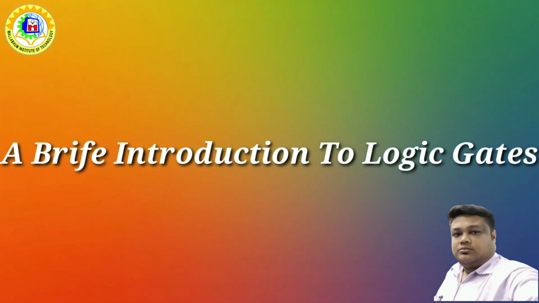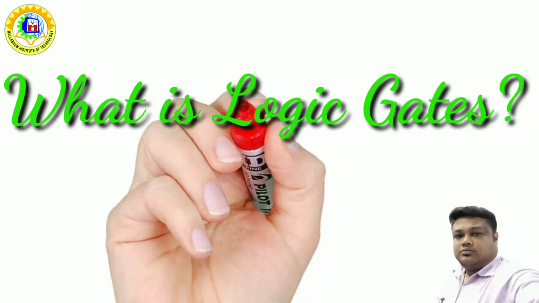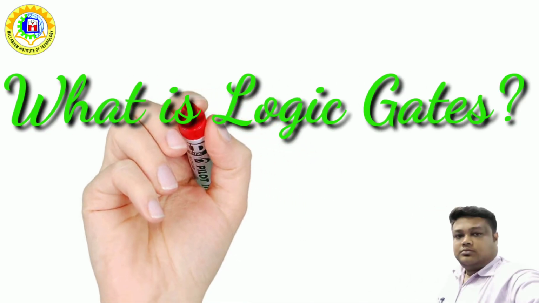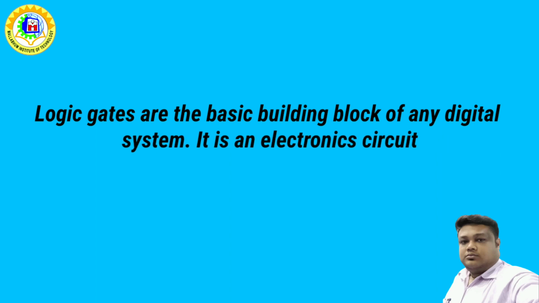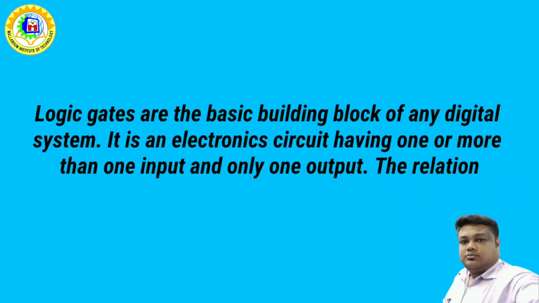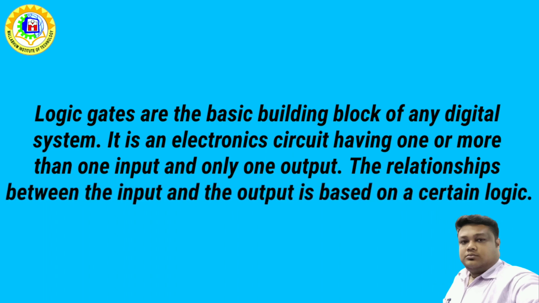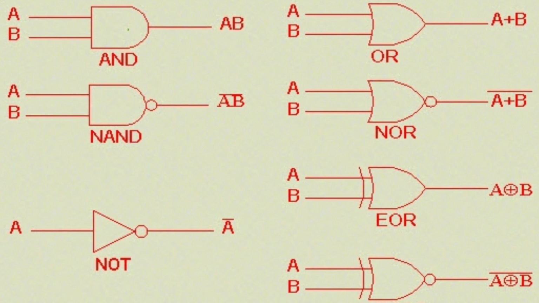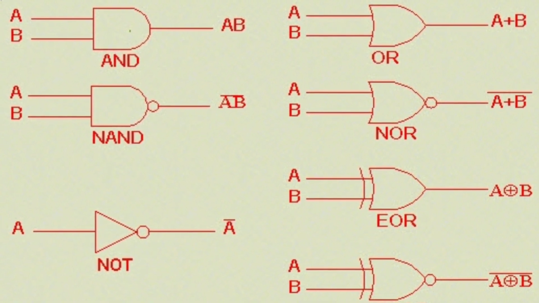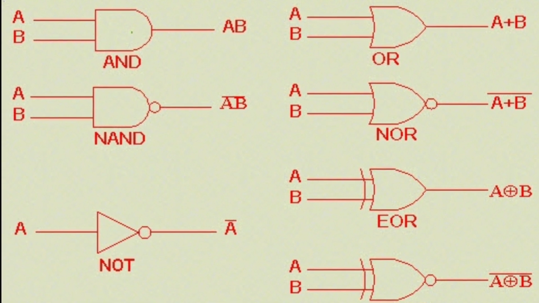In this video, I am going to give a brief introduction to logic gates. Let's start. At first, we want to know what logic gates are. Logic gates are the basic building block of any digital system. It is an electronic circuit having one or more inputs and only one output. The relationship between the input and the output is based on a certain logic. There are 7 basic logic gates: AND, OR, XOR, NOT, NAND, NOR, XNOR.